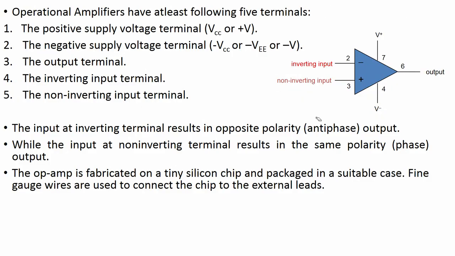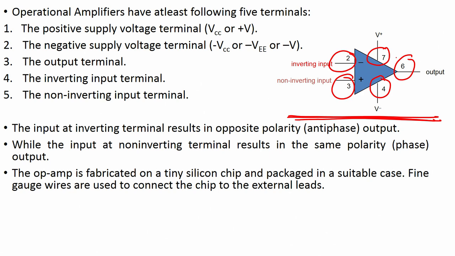Now, once we have this IC, what is there within this IC? What is there within the operational amplifier? When you take an integrated circuit, when you take an operational amplifier, what do you see? You see that there are 5 main terminals that you will be using. We say inverting terminal, non-inverting terminal, positive supply, negative supply, and output.